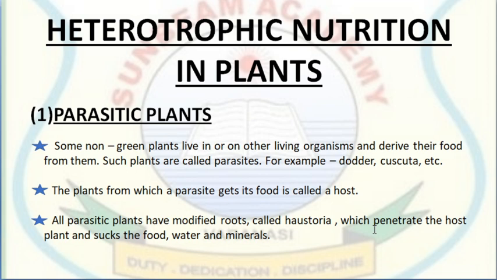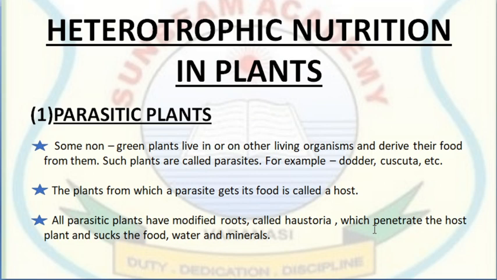Now, some non-green plants which live in or on other living organisms derive their food from them. For example, the dodder. It is a plant that sucks food from another plant using a root-like structure, which is known as haustoria. And such plants are called parasites. So the first mode of heterotrophic nutrition in plants is parasitic nutrition, which is found in parasitic plants.